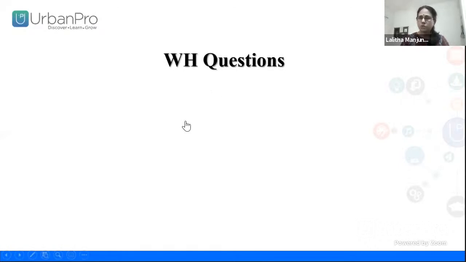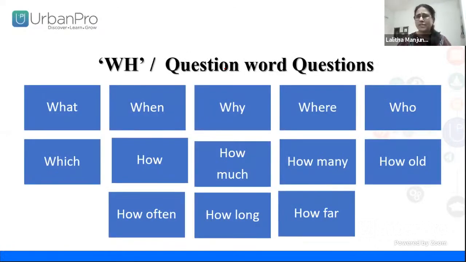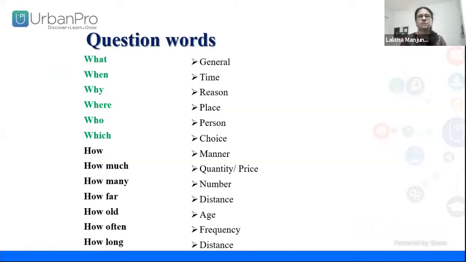So now let's go on to WH questions. What are these question words or WH words? What, when, why, where, which, how much, how many? They are actually called WH words, but some of them start with how: how long, how much, how often also. So we can also call them question word questions. Let's see how to make these questions.